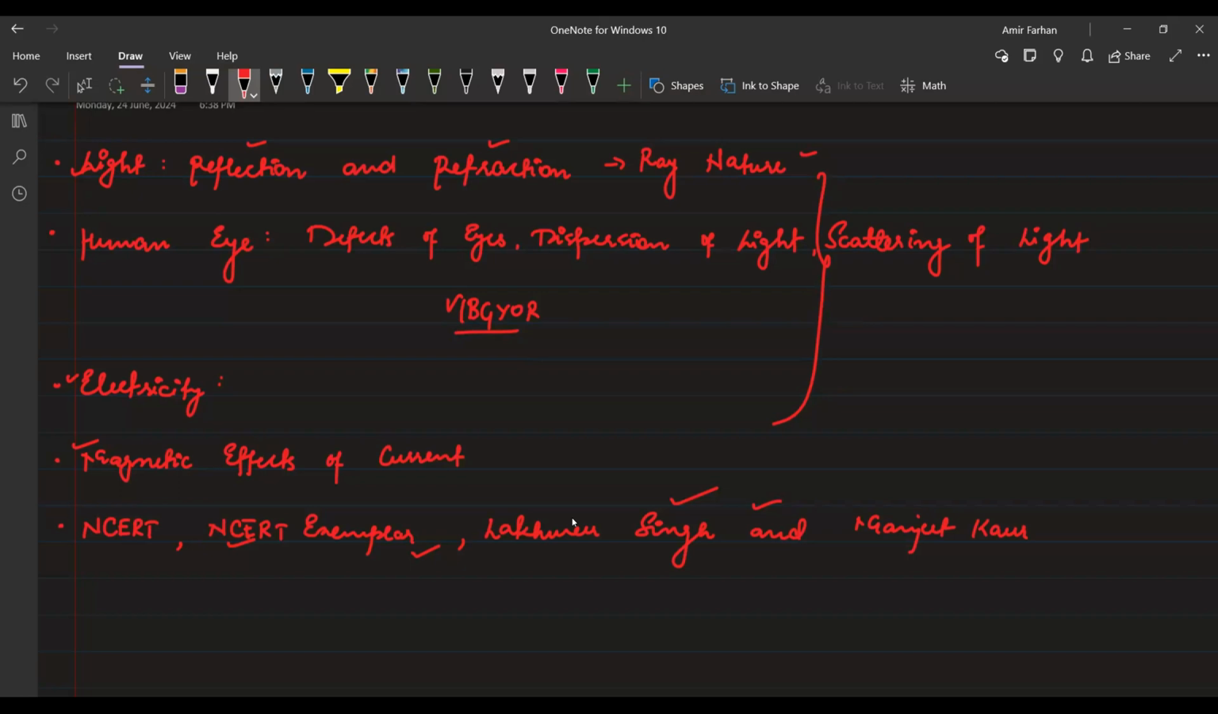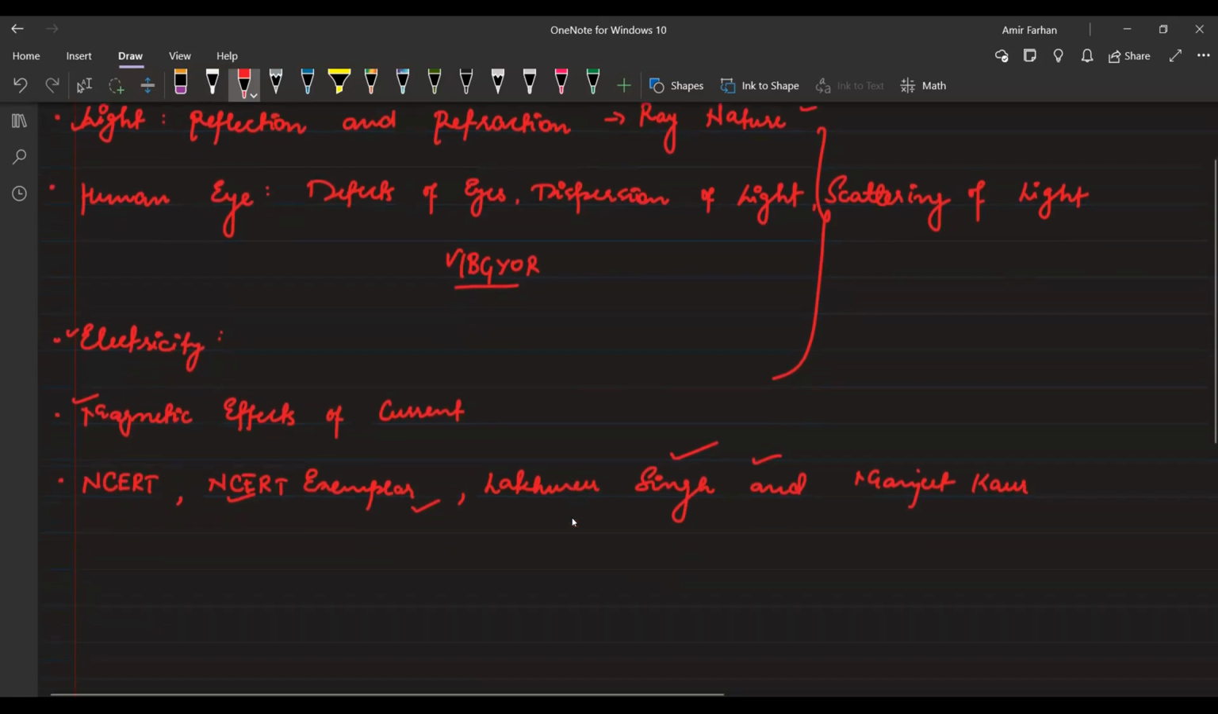If you are asked what you mean by reflection of light, suppose you write that the bouncing back of light rays into the same medium from a polished or a smooth surface is called reflection of light. This is the simplest definition that you can give. It is a very accurate definition because you have written every condition that should be there for the reflection of light, right?